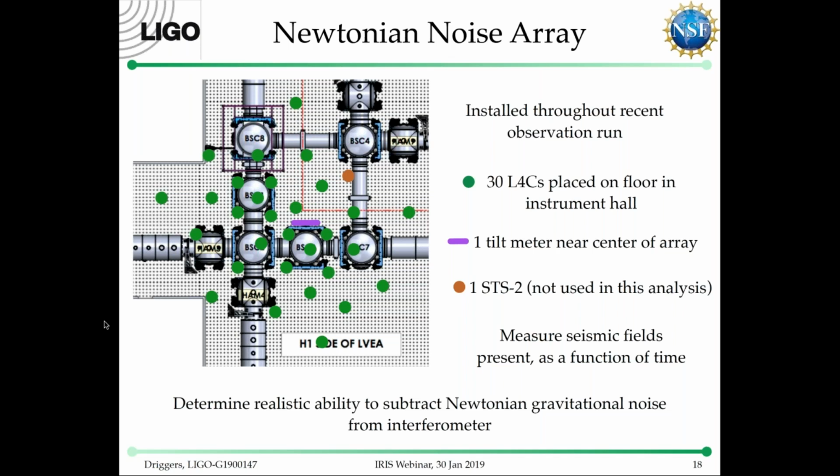But these geophones are arrayed at a few meter spacing, and also co-located near the center of the array is one of these beam rotation tilt meters. So the goal of this array is to measure the seismic fields that are present as a function of time in our actual facility and try to understand a realistic ability to subtract this Newtonian gravitational noise from our interferometer signals.